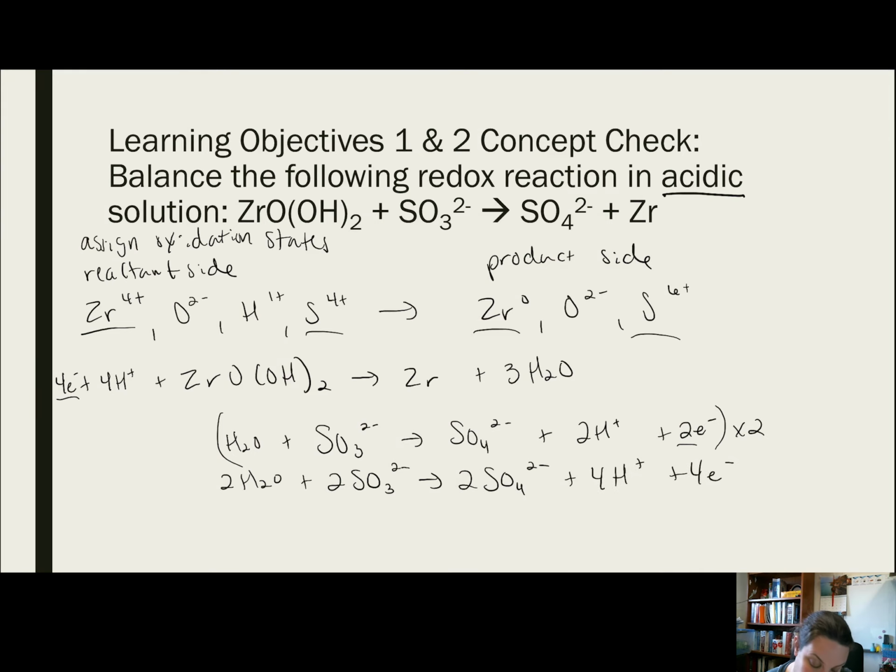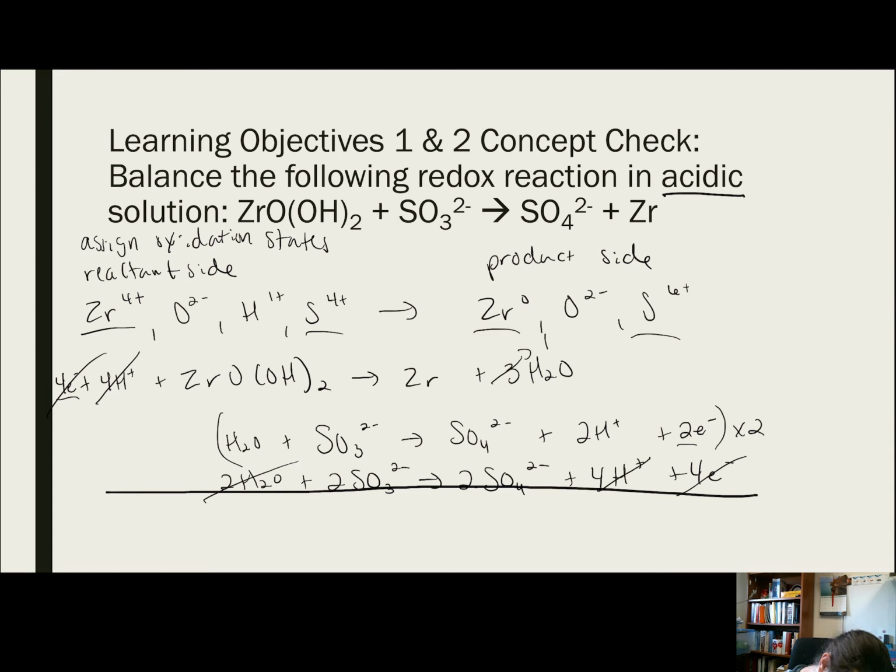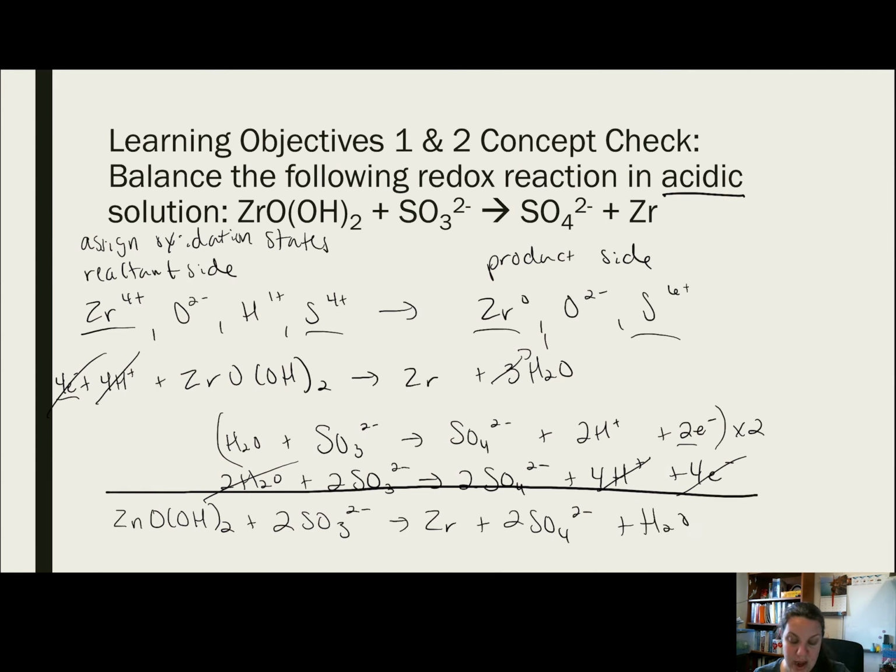We can now combine the two equations, canceling out things that are the same on both sides. And we get the following balanced equation. And if you check, you actually have all the elements balanced, so that works out. And we are in acidic solution, so we are done.